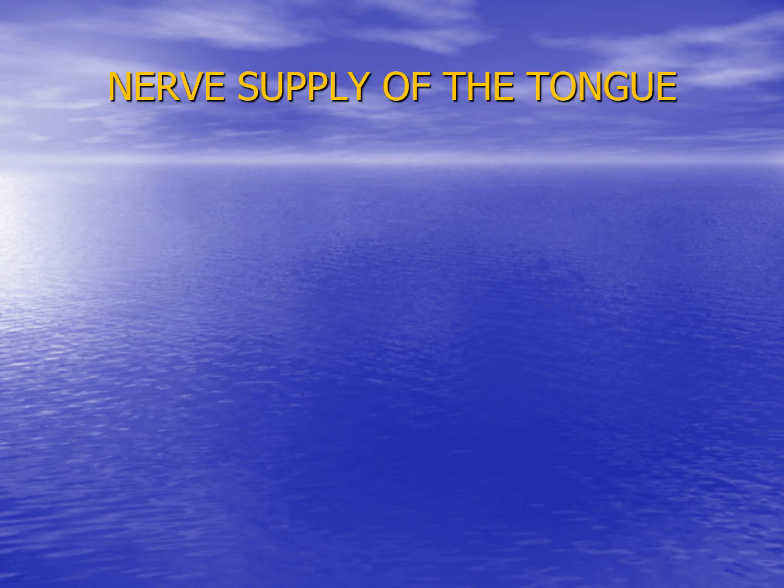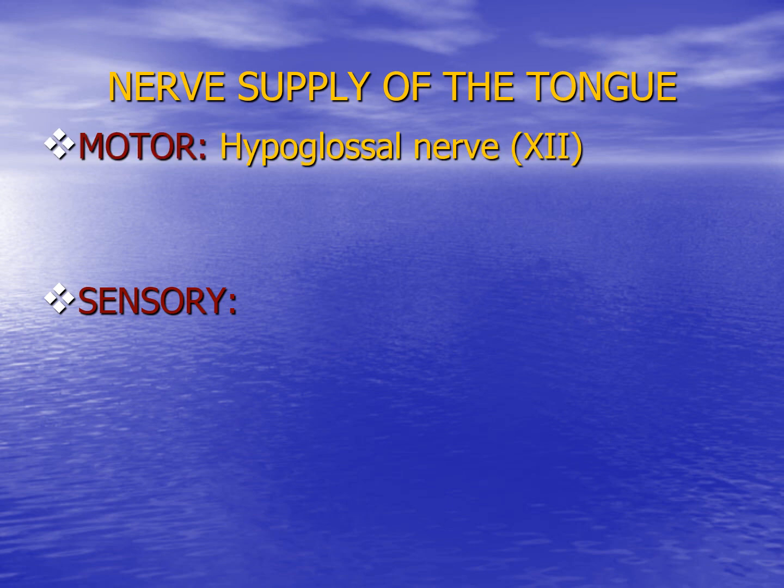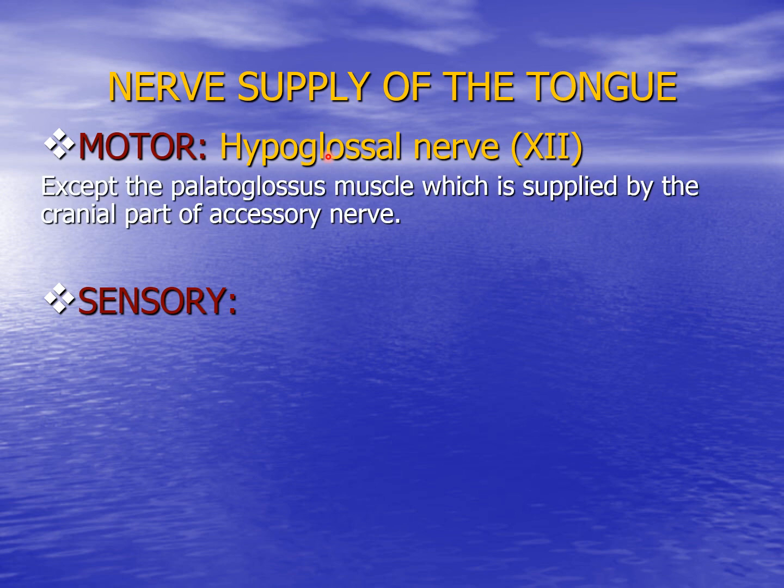What is the nerve supply of the tongue? We have mentioned before the motor supply of the tongue. The motor supply of the tongue is by the hypoglossal nerve, cranial 12, except the palatoglossus muscle, which is supplied by the cranial part of accessory.